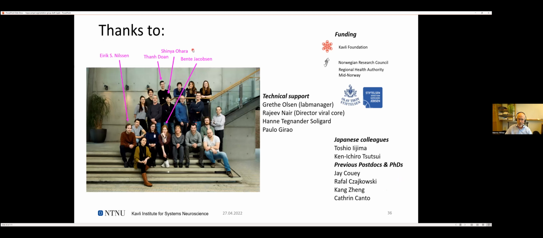I want to emphasize and thank the people who've done all the work. Eric worked on the lateral entorhinal cortex, and Tom did all the work on the perirhinal and the postrhinal cortex. Shinya did all the intrinsic work on layer 2 and layer 5 in the entorhinal cortex. Bente did a lot of work on interneurons and worked together with Eric on the MEC-LEC component.